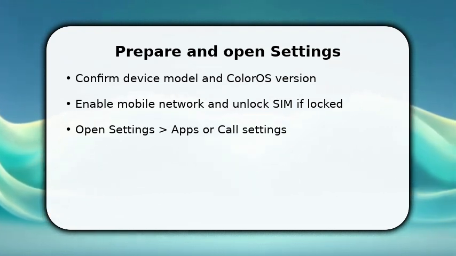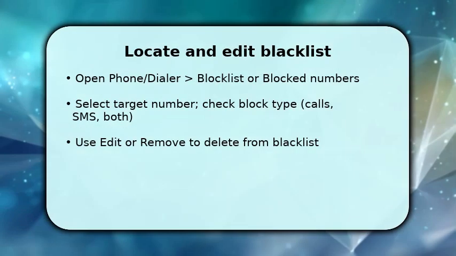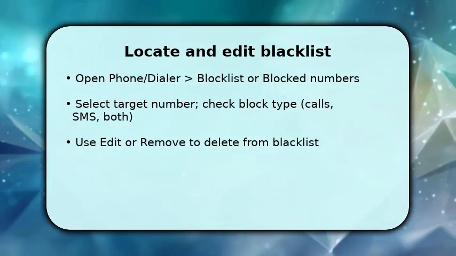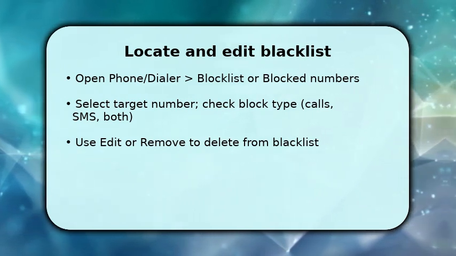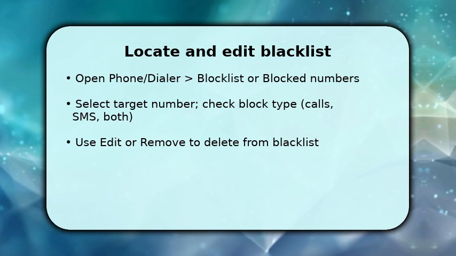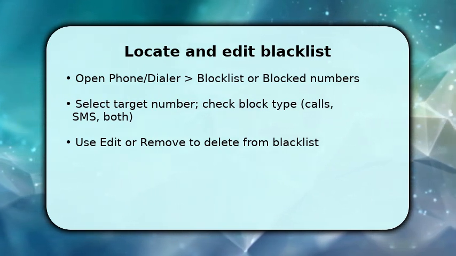You now navigate inside the phone or dialer app to blocklist or block numbers. Once inside, scan for the specific entry by number or contact name. Make sure you verify whether the block applies to calls, messages, or both so you remove the correct restriction.